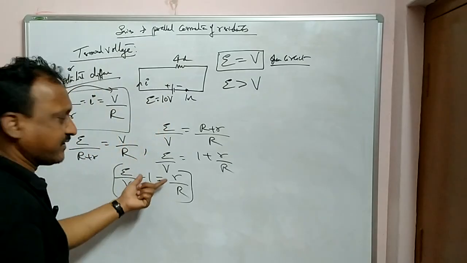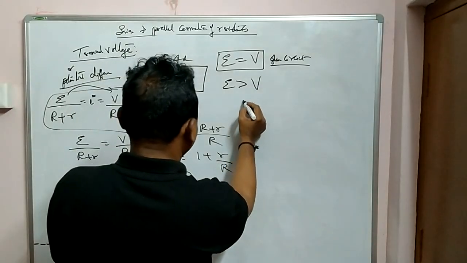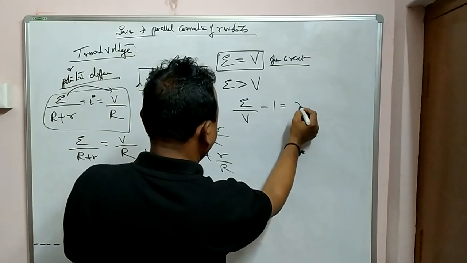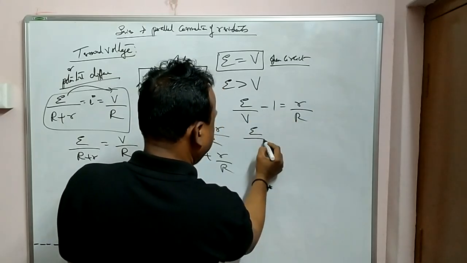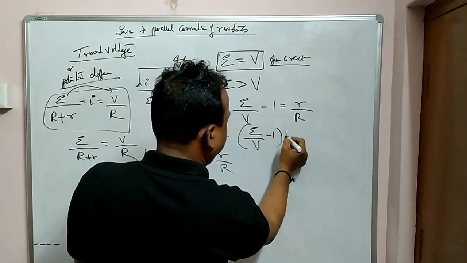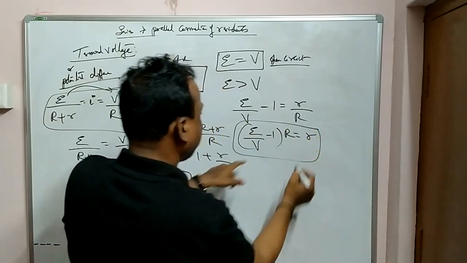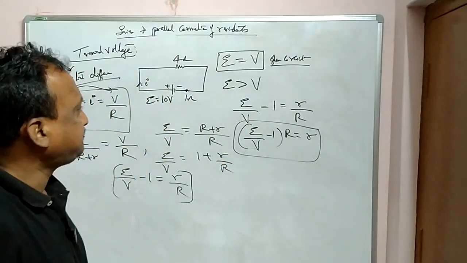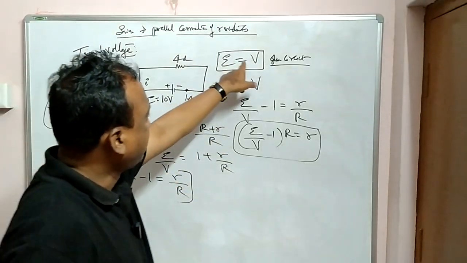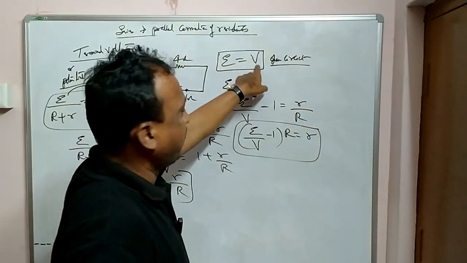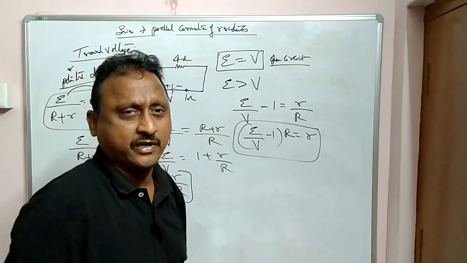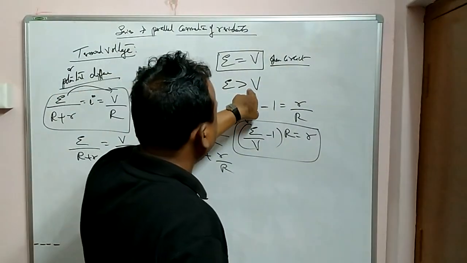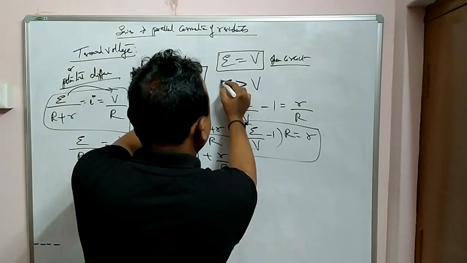You can observe the equation here. Observe here, E by V minus 1 is equal to r by capital R, or E by V minus 1 into capital R gives small r. So by using this formula you can calculate the internal resistance of the battery or the cell. So in an open circuit, E, the EMF, is equal to the terminal voltage or potential difference. And sometimes in a closed circuit EMF is greater than the terminal voltage V. E is greater than V, please.